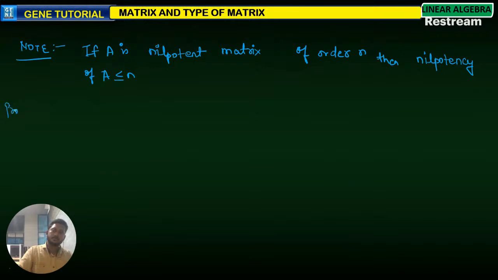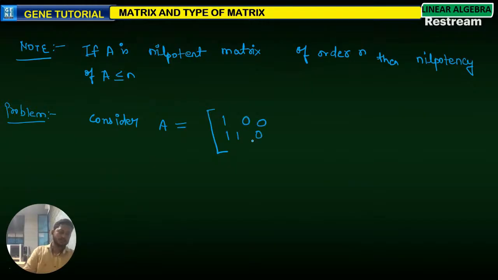Here is the problem for this. Consider A which has entries like this: 1 0 0, 1 1 0, and lastly 1 0 1. These are the entries for the problem, and then find A to the power 1000.